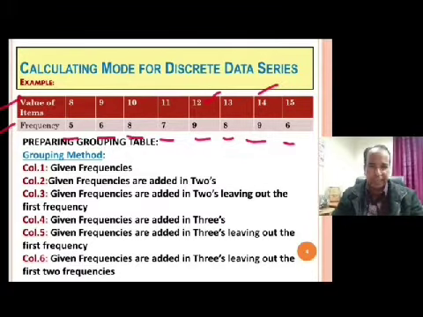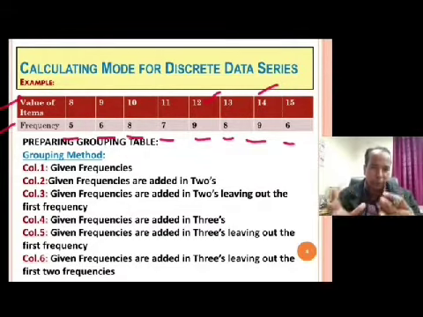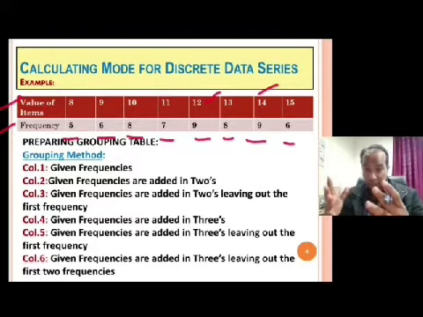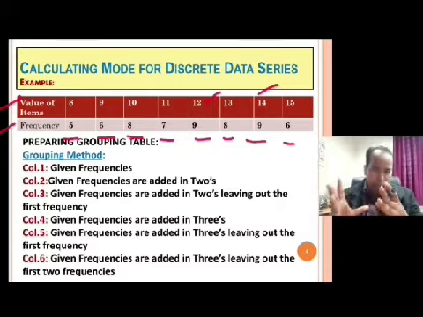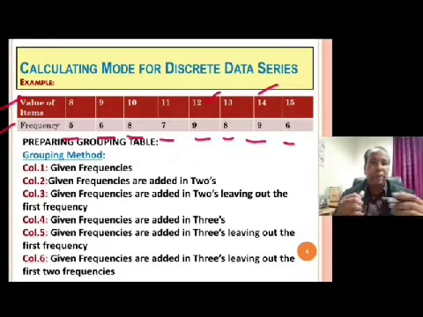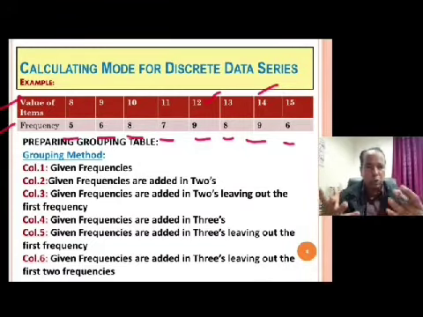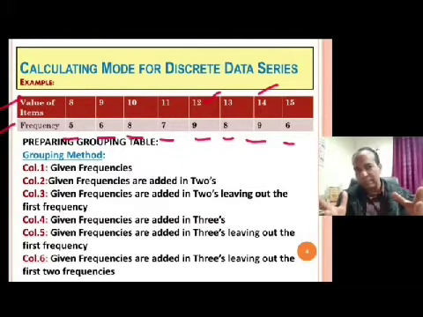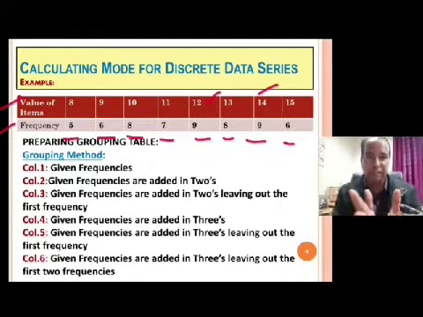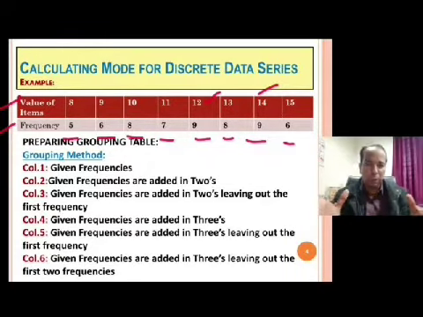What is the grouping method? We will understand it with the help of an example. The steps are given here. In the first column, frequencies are given. In the second column, we add frequencies in twos. In the third column, we add frequencies in twos but leaving the first one. In the fourth column, frequencies are added in threes, then in the fifth column in threes leaving the first one, then in the sixth column in threes leaving the first two frequencies. That's how the grouping method goes on.